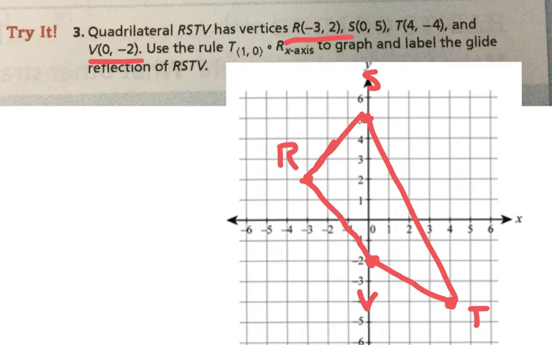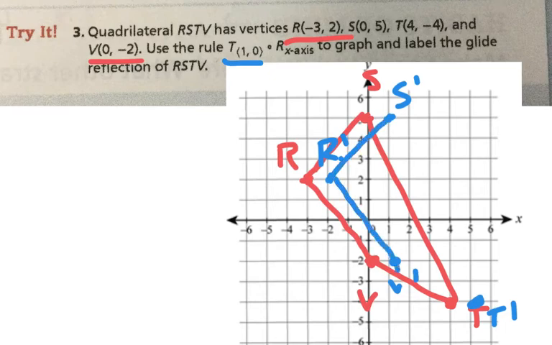Okay, so what's the next thing I need to do? I need to translate right 1. And then go nowhere. So I'm going to move all of these right 1. So that means this point becomes R prime. This point becomes S prime. This point becomes V prime. And this point becomes T prime. Here, I connect these. So I can see what a quadrilateral looks like when it has been shifted right 1 unit.